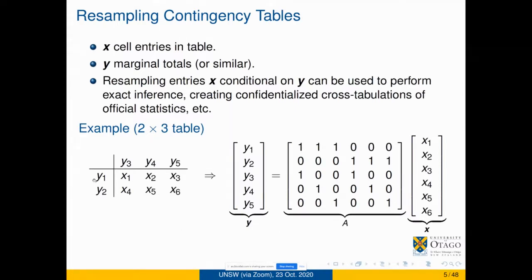And the reason is that once you know y1 and y2, you know the total of observations in the table, the total sample size n. And so if you then know y3 and y4, you can determine y5 automatically. So y5 is redundant, and in fact, that final row of the matrix A is redundant. So we're just going to delete that. I'm going to assume throughout that we've deleted any redundancy in A, and so that A is full rank.